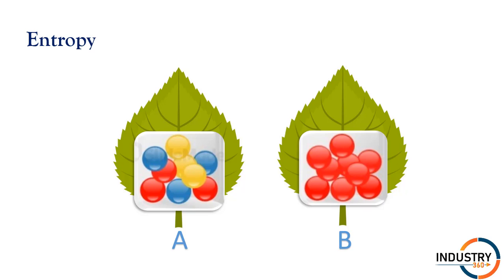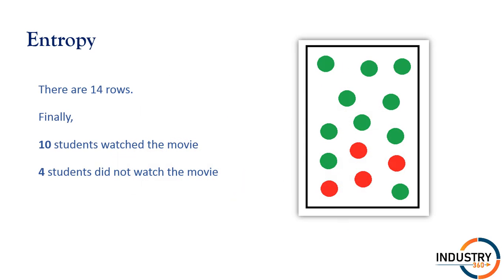Now let's look at our data. We can count that there are 14 students, of whom 10 have watched the movie and 4 have not. So this means that the set is not really homogeneous. At this point we can say the entropy of the data set is high. Now let us calculate exactly how high. And for that, we are going to need a formula.